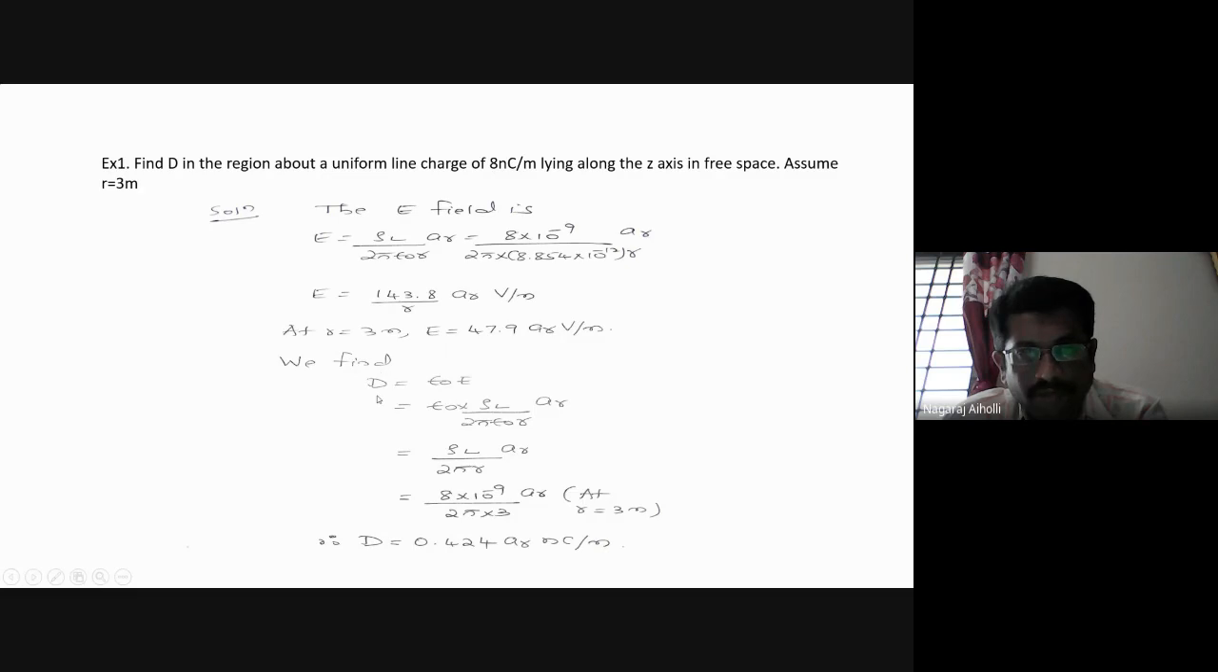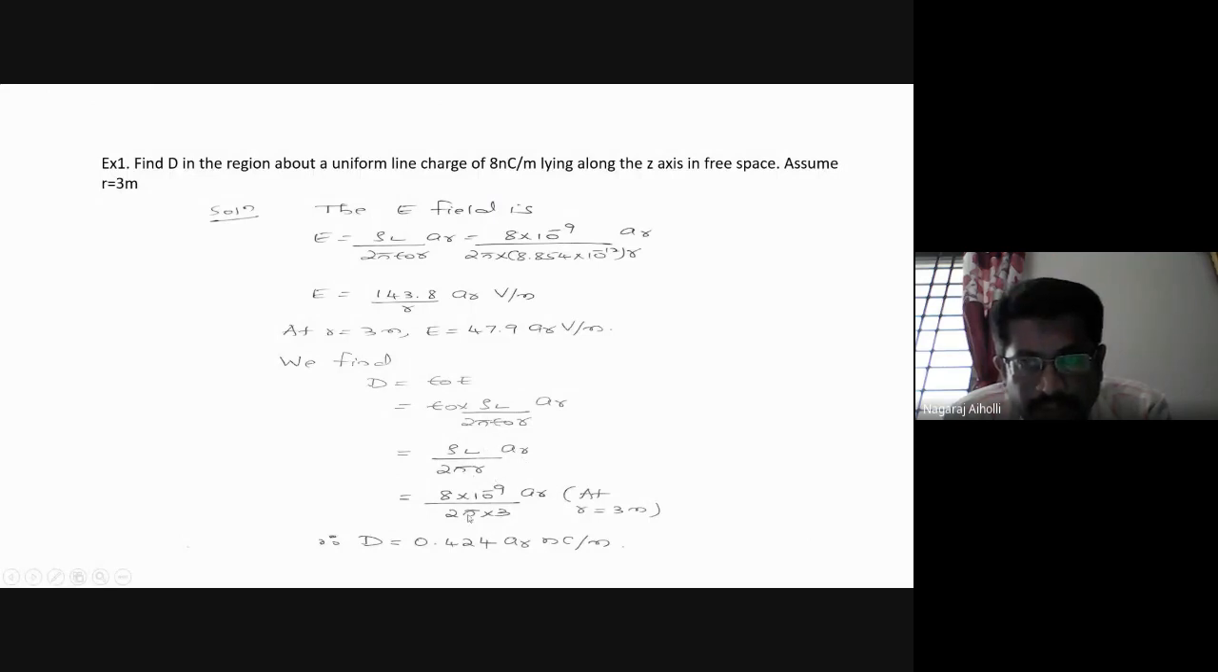Then the formula for D is epsilon naught E, because we are asked to assume free space conditions. E is rho L divided by 2 pi epsilon naught R, in the direction AR. Substituting, epsilon naught cancels, so D is rho L divided by 2 pi R AR.